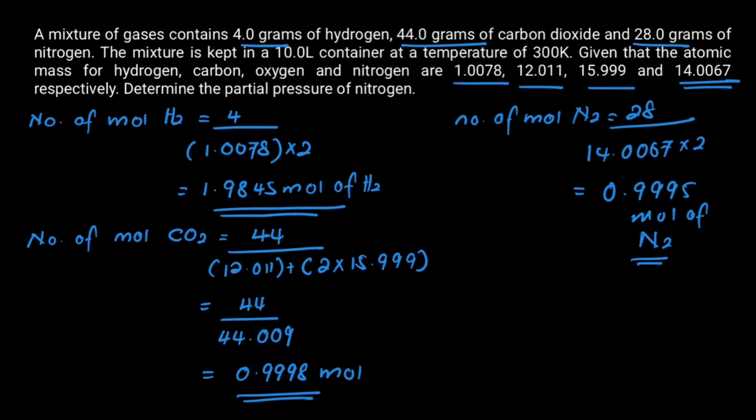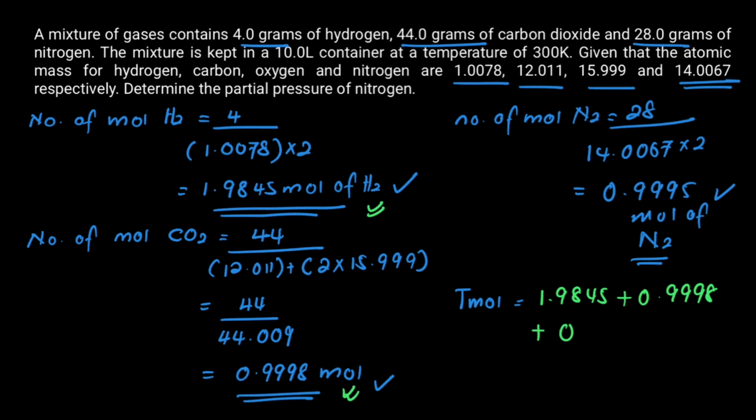Alright, so next up we need to find the total number of moles. The total number of moles is equivalent to the summation of these three. So you will have 1.9845 for the hydrogen plus 0.9998 for the carbon dioxide plus 0.9995 for the nitrogen. Therefore, the total number of moles should be equivalent to 3.9838 mole.